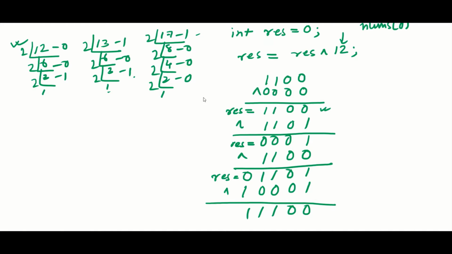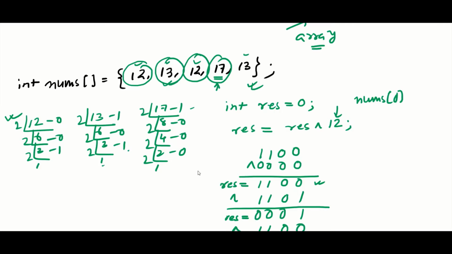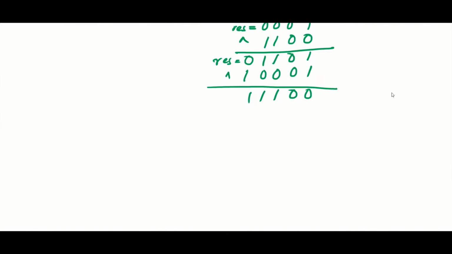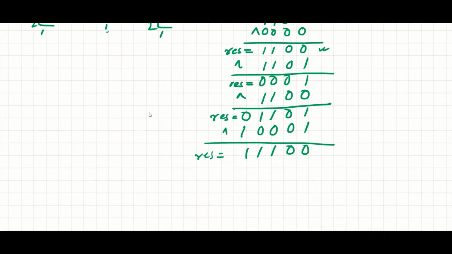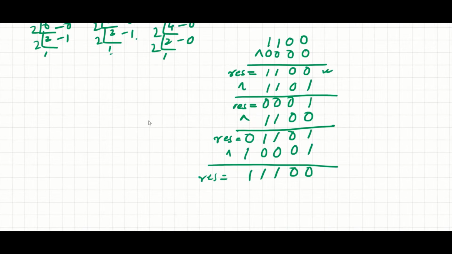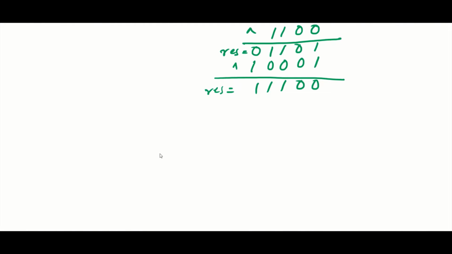One more number left, 13. Okay, so let's apply bitwise XOR again with 13 and the result that we got here. So now this is the result we have. And now 13, what is the binary number for 13? 1101. Here you can see 1101. So let's put 1101 and put 0 over here. We are performing bitwise XOR operation. Different bits, answer will be 1. Same bits, answer will be 0.